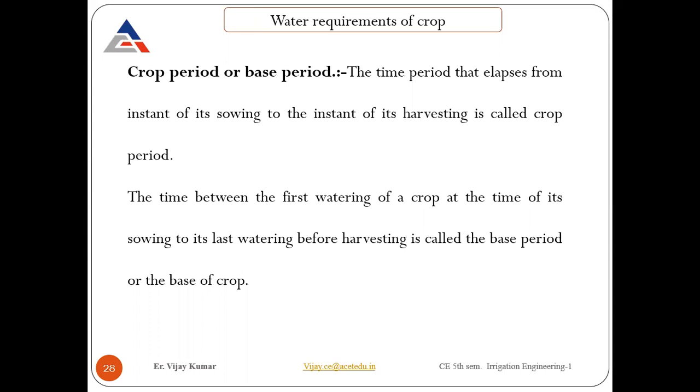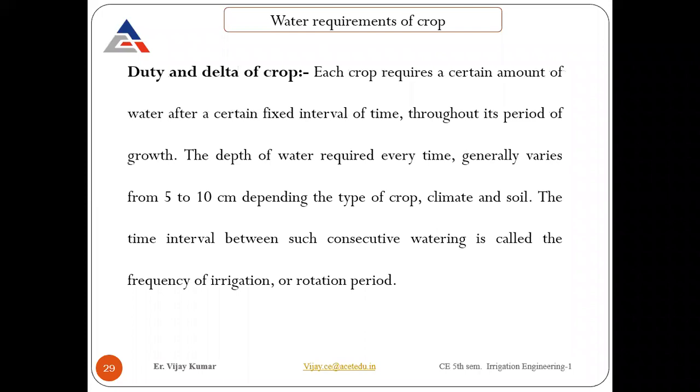So that is the difference, but for almost all engineering works we generally consider both values to be the same, otherwise there is a difference between them. So that is all about crop period and base period. Then we are coming to the delta and duty of the crop. What does delta mean? What does duty mean? Let's look into that. It's again a very important part. Many questions are asked related to this.